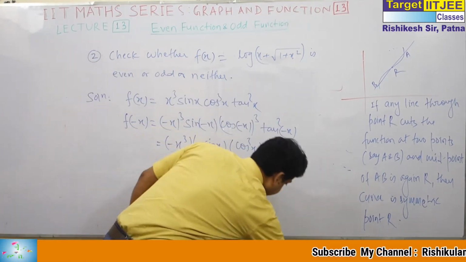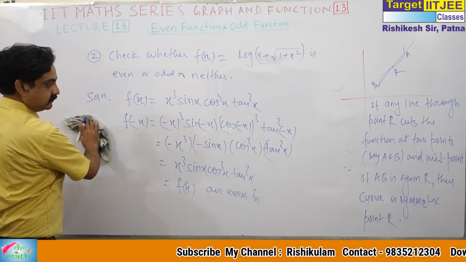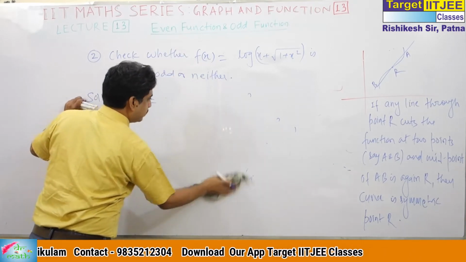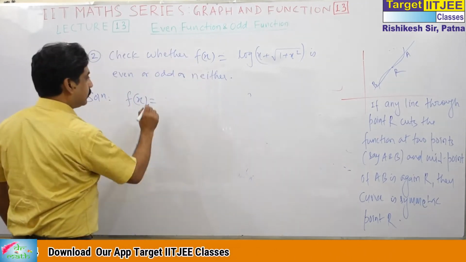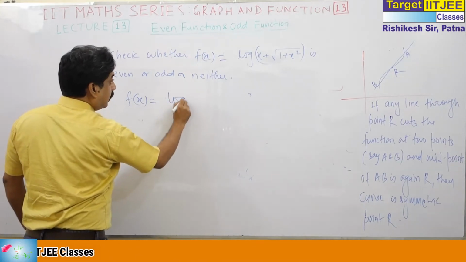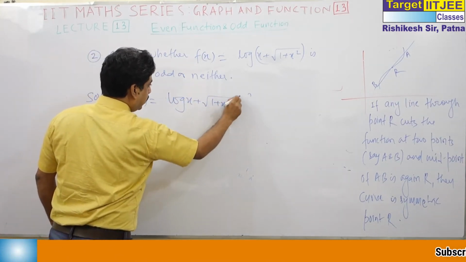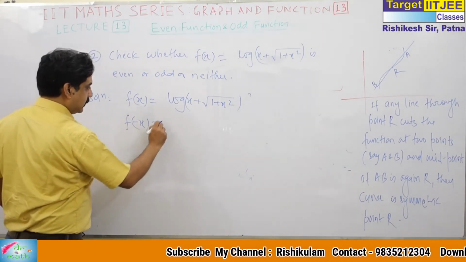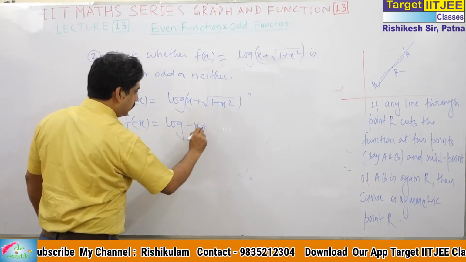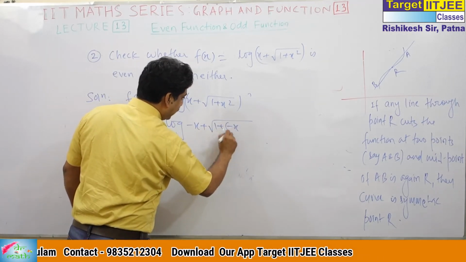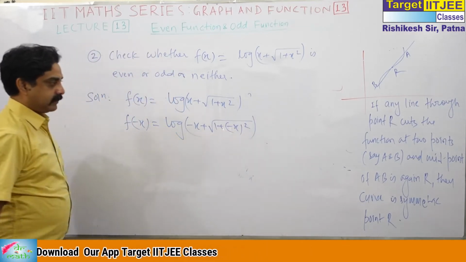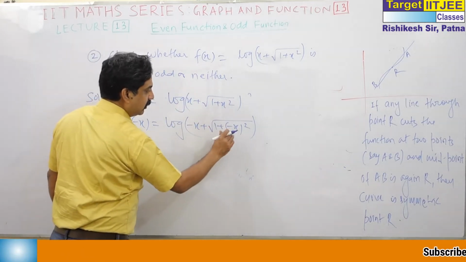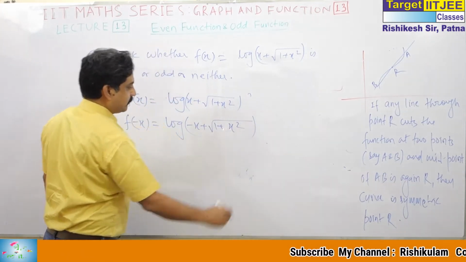We will do it again like this. It is an easy topic. What is f(x)? Log of x plus root of 1 plus x square. What is f(-x)? This is log of minus x plus root of 1 plus minus x square. You have to replace every x by minus x. But minus x square is x square, so let me write it as x square.